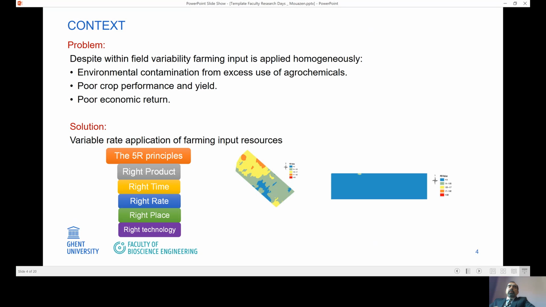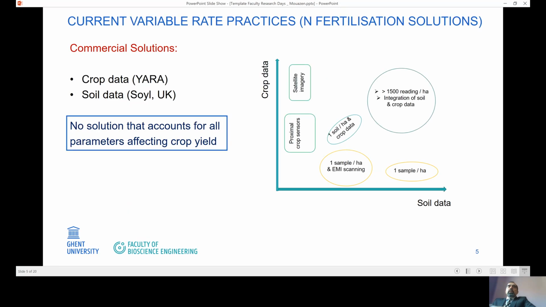And that's why this within-field spatial variability has to be managed differently, and this is done by the 5R principles that include using the right products at the right time, right rate, right place, and right technology. I will start with giving the example of nitrogen fertilization, how it's done today in a variable way.